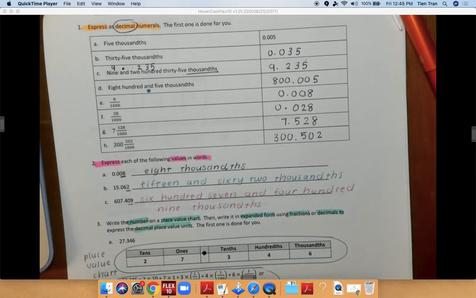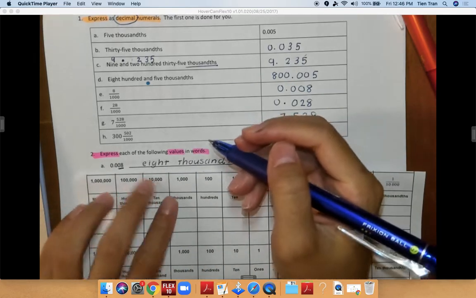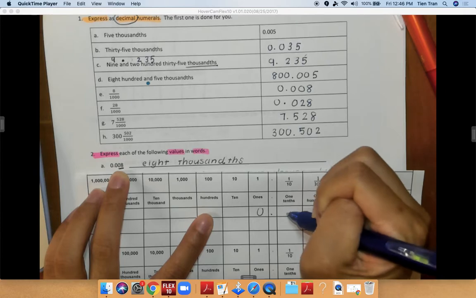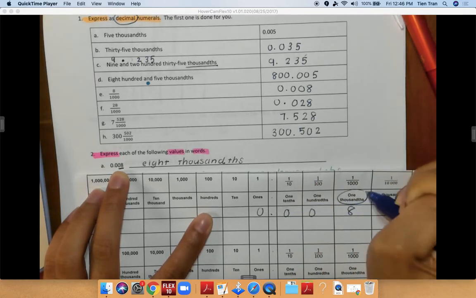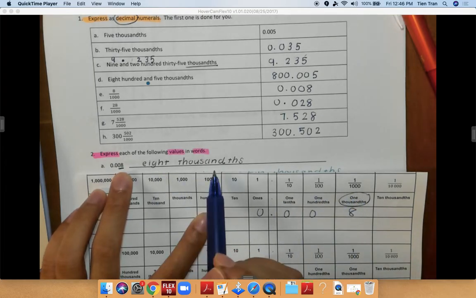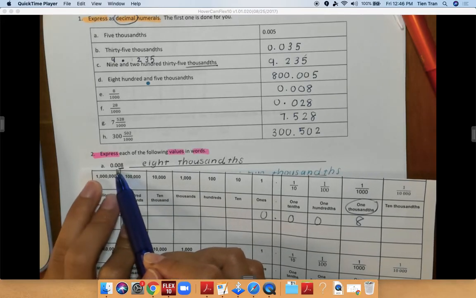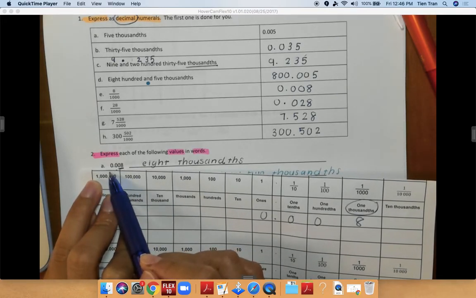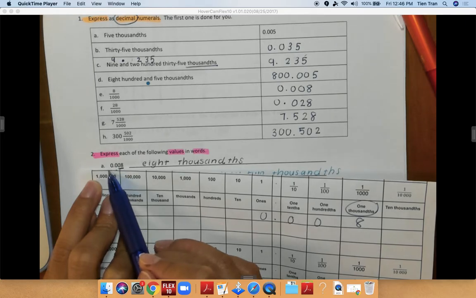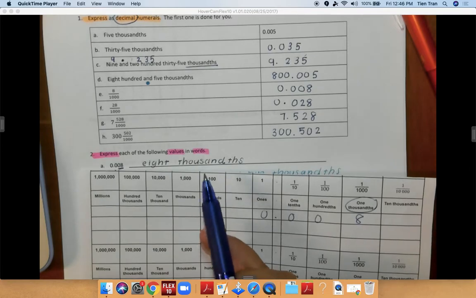Okay. Now for number 2, they ask you to express each of the following values in words. So that's exactly what you're going to do. You're going to express each one in words. So if I were to plug in this number right here, 0.008, I notice that it lands in the thousandths. So how I read this would be 8 thousandths. Okay? There is no other whole number before that, so you don't need to say 0 and 8 thousandths. You can just say 8 thousandths.